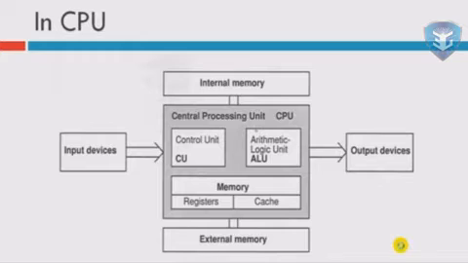And in the CPU there are main three parts. Okay, the first one is the CU, that means the control unit. The second one is the ALU, that means the arithmetic logic unit. The third one is the memory. Let's talk about each of them, what is happening and what these are.